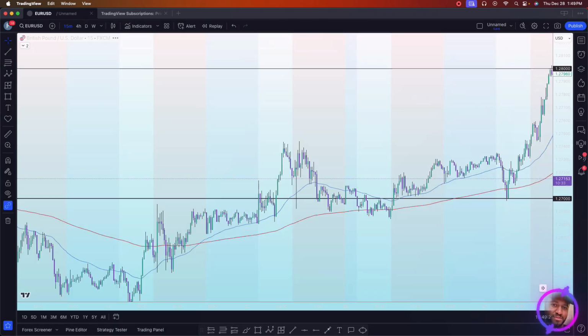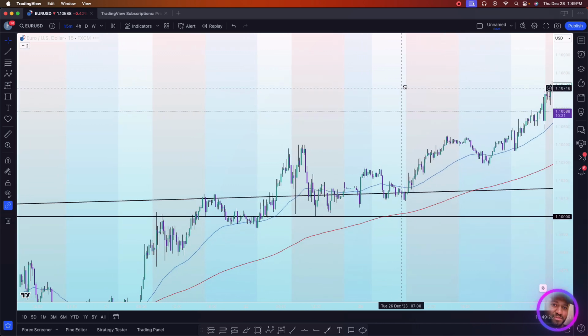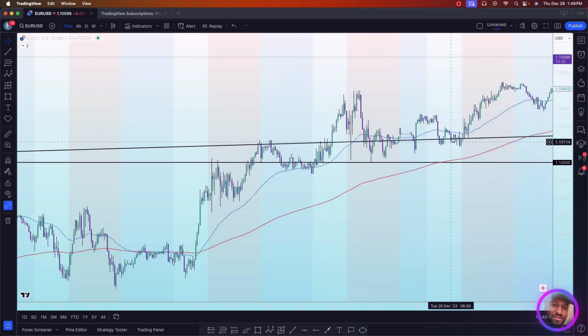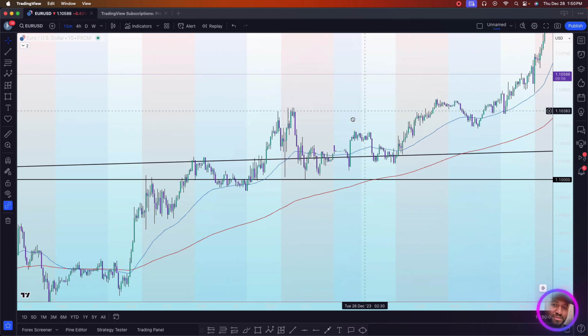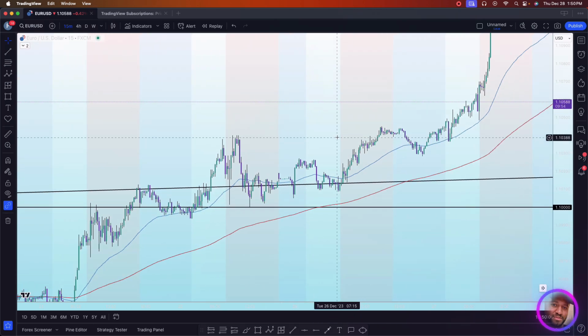The Euro USD in an uptrend. It had an EMA cross right here, moved up, and it's also trending up.